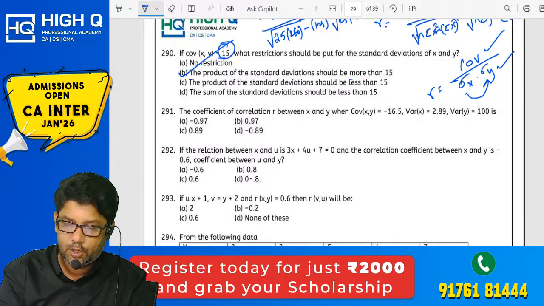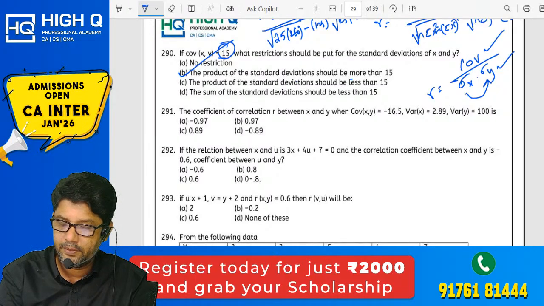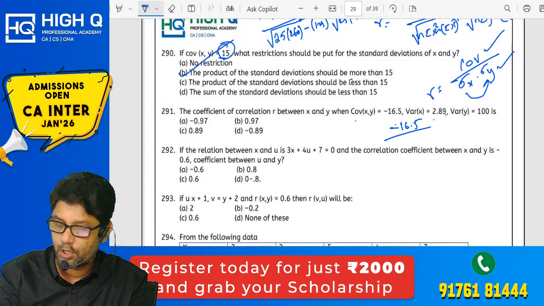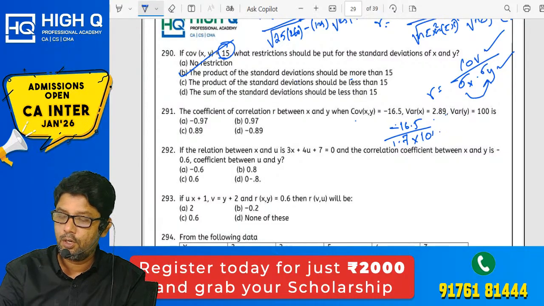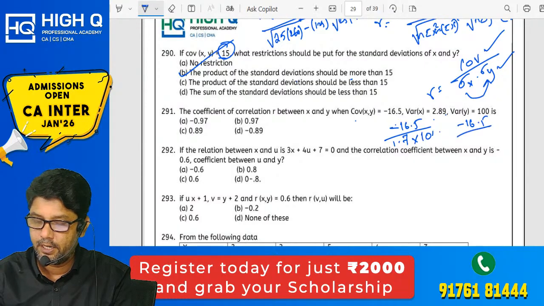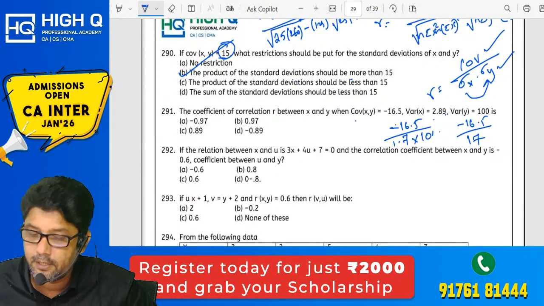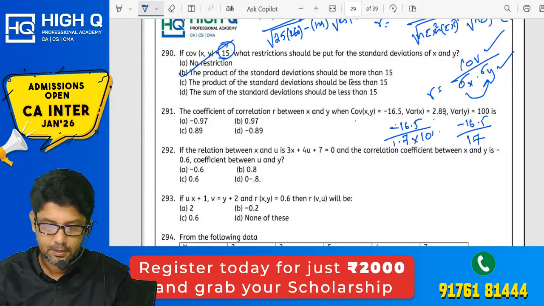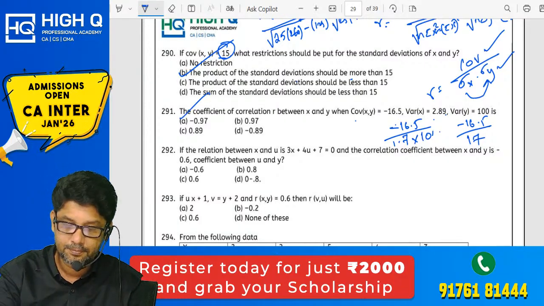Next, the coefficient of correlation between x and y. Okay, it's a very simple question. Minus 16.5 divided by root of variance of x, root of 2.89, which is 1.7, into 100. Root 100 is what? 10. So minus 16.5 divided by 17. Can you give the answer, my dear? Minus 0.97.